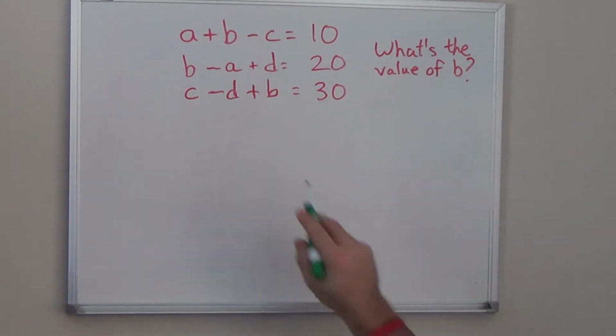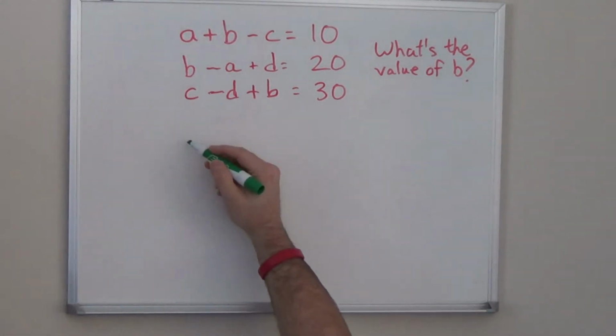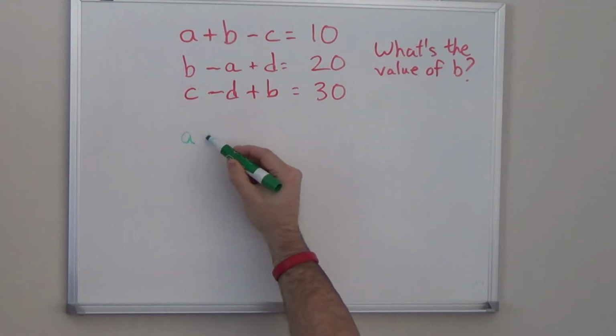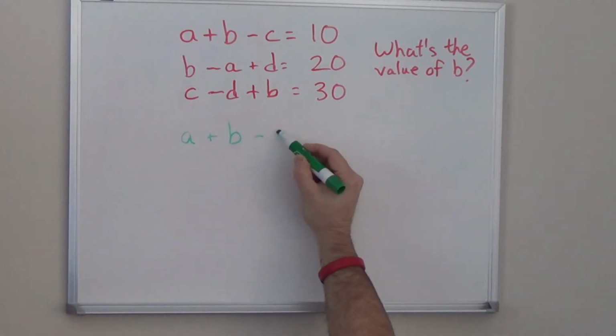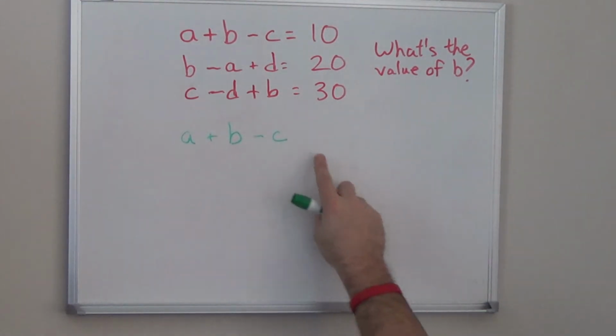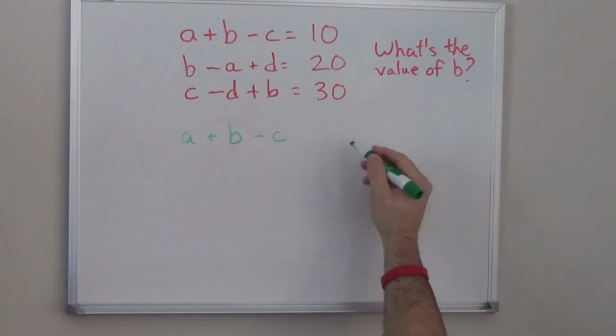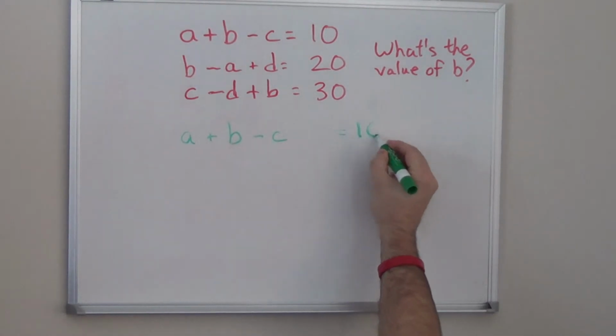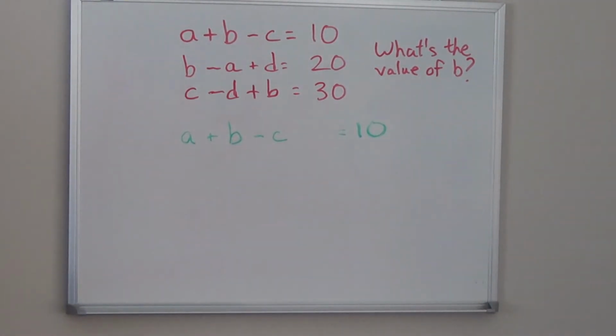So sort of like this, I'm going to take the first equation and put A plus B minus C, and I can see that there are a couple D's lurking around down there. I'm just going to leave a space for the D. That'll make more sense as we proceed, and that's equal to 10.